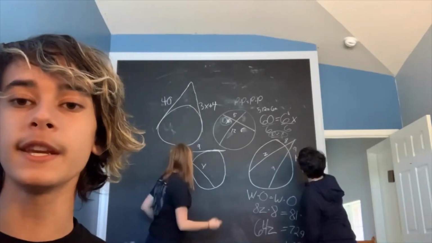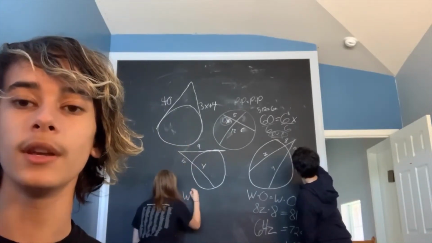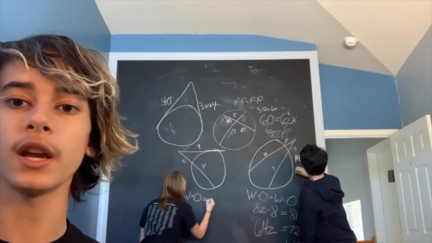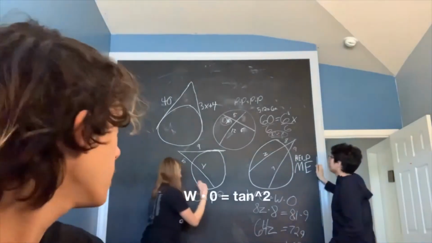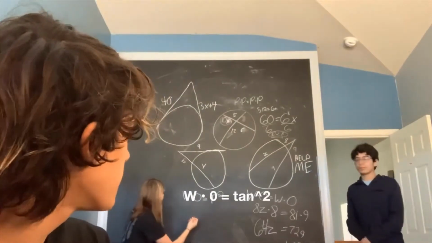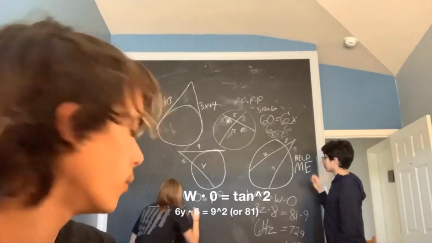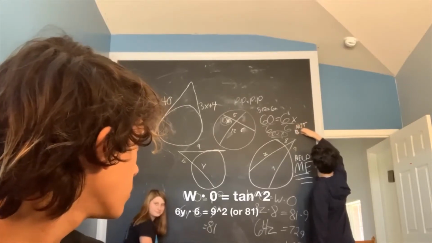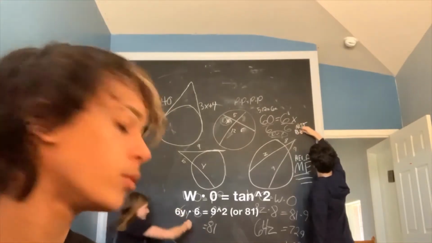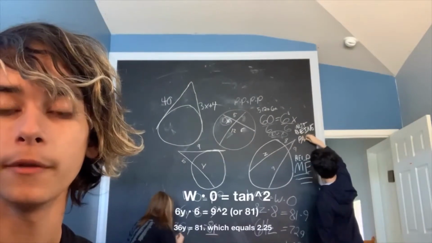Next is secant tangent, which is whole times out equals tangent squared. In this example problem, it would be 6y times 6 equals 9 squared, which is 81. And when doing basic math, you should get 36y equals 81. And then when you divide.